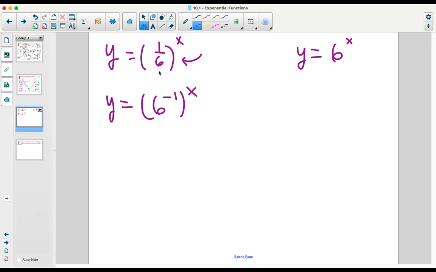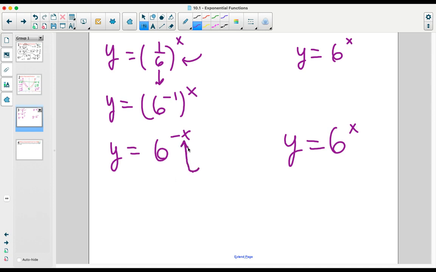Once we have 1/6 written as 6 to the -1, still not a negative base, we multiply the two powers together and we get 6 to the -x. Compare that to the 6 to the positive x, and we should see why this is a reflection. All of the numbers here that made this function large will make this function small, and vice versa. The two sides have now been flipped when you consider these two functions against each other.